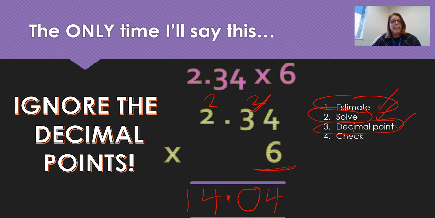The way that we check is we count the number of digits that come after a decimal point in our question. So here we've got a 3 and a 4 coming after the decimal point. In this factor here, we don't have anything after the decimal point. So we have 2 digits after a decimal point. So our answer should have 2 digits after a decimal point. So in this particular case, our decimal point is lined up underneath.